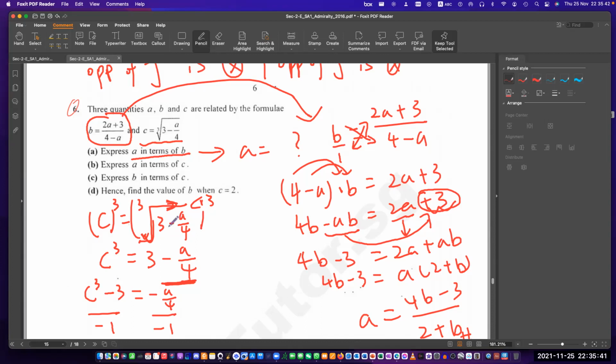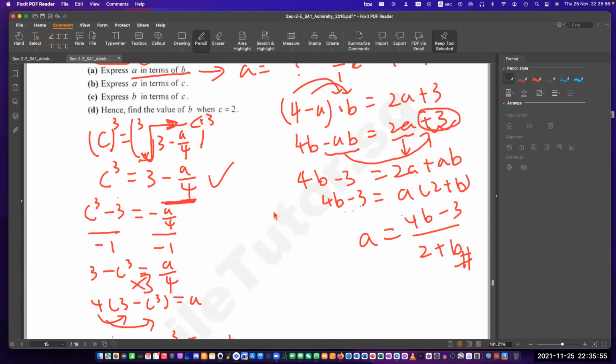Once you cube both sides, you end up with this step. Then after that, you just do the normal way: cross multiply, move things around. So this is part B also done. Part C is the one: B in terms of C.